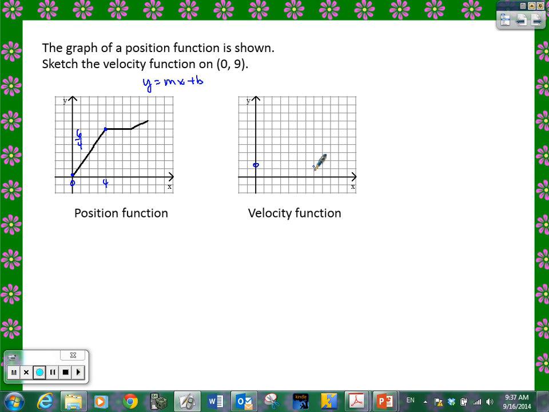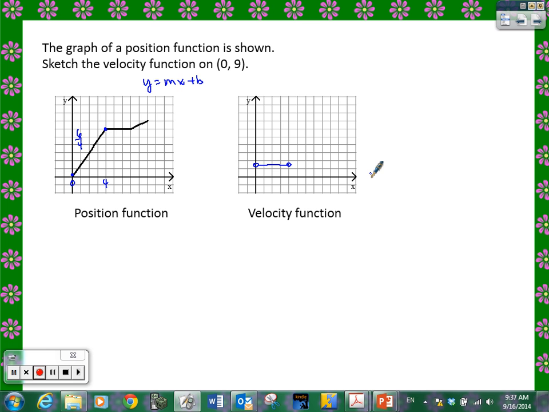What about at 4? What about right here? Is the derivative going to exist right there? No, because it's a corner. Right? We learned about differentiability a few days ago. It doesn't exist at corners. So I need to carry this line to 4, but I can't let it equal at 4. So that is the first piece of my velocity function.